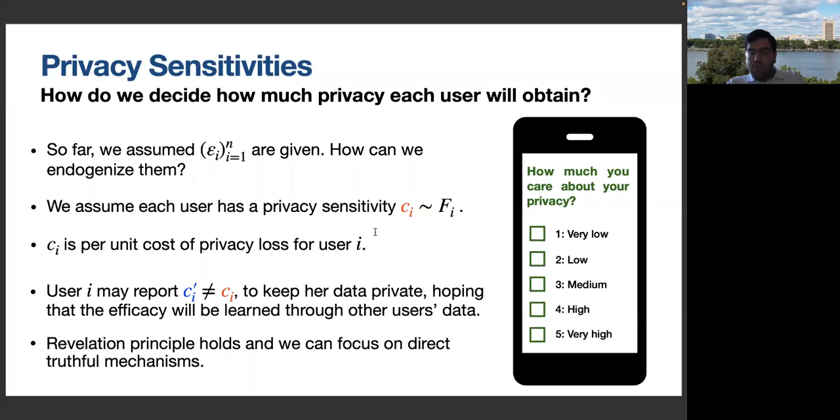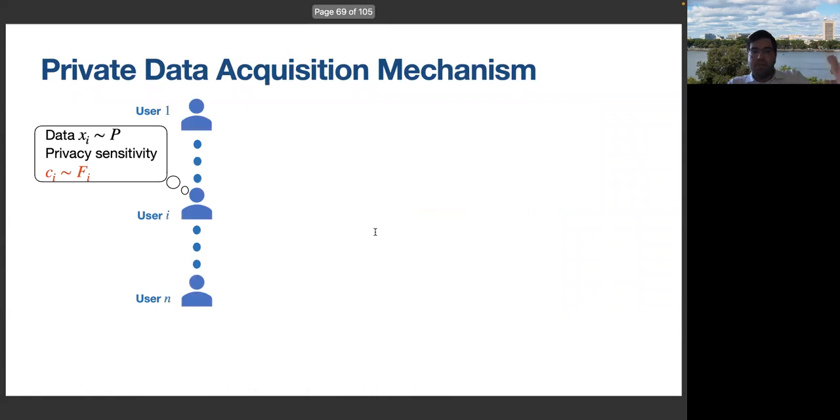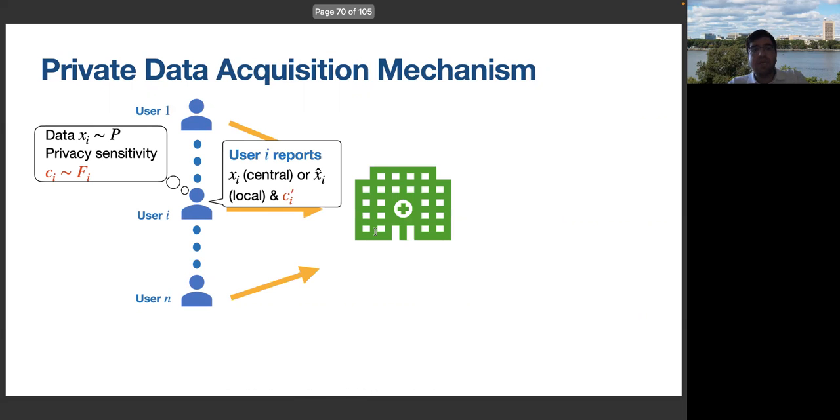So to formalize this, let me first pose the mechanism. So far, we said that we have users 1 to n, their data are drawn from some distribution, and each user has a privacy sensitivity c_i. The users report either x_i or x-hat_i based on the central or local architecture, and they also report c_i prime as their privacy sensitivity, which could in theory be different from c_i.